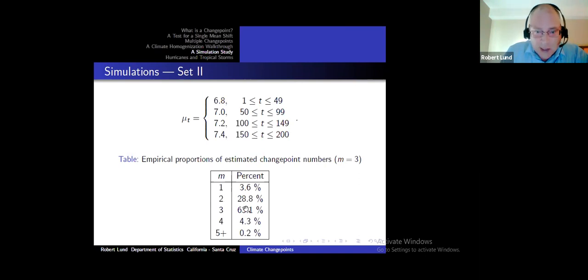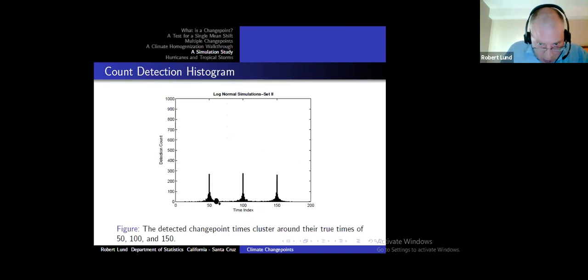We tend to underestimate rather than overestimate. Currently, it doesn't look great, but this beats almost all the other penalized likelihoods that we could find. If you're interested in where it put the change point times, here's a histogram showing you it did it right at 50, 100, and 150. So it's working. The technology under the hood is working quite well on simulated data and on real data. Well, we never know the truth with real data.